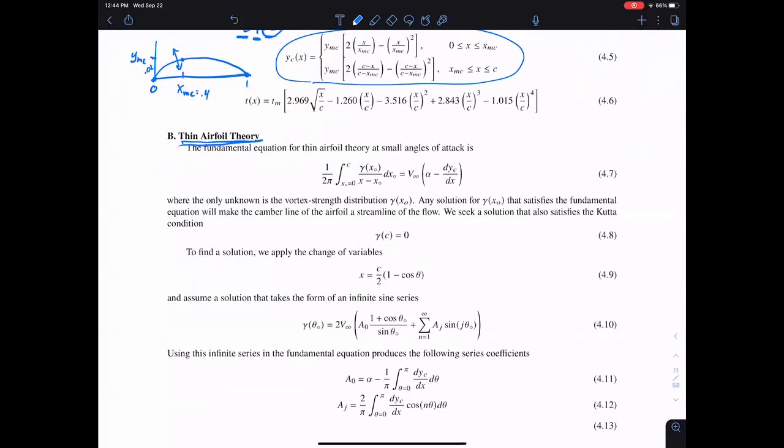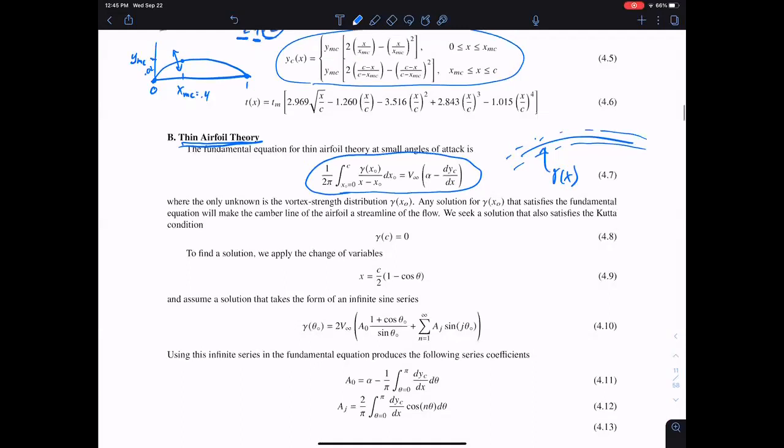So thin airfoil theory, and I developed this in the videos, it's in the books, but basically this is the fundamental equation. You can use this requirement that we're going to force the flow to be a streamline of this camber line, and you come up with this fundamental equation where the strength of gamma, remember gamma as a function of x here, is the strength of the vorticity, the sheet of vorticity that we're going to put along that airfoil, and that vorticity has to be related to the slope of the camber line, right? Which makes a lot of sense.